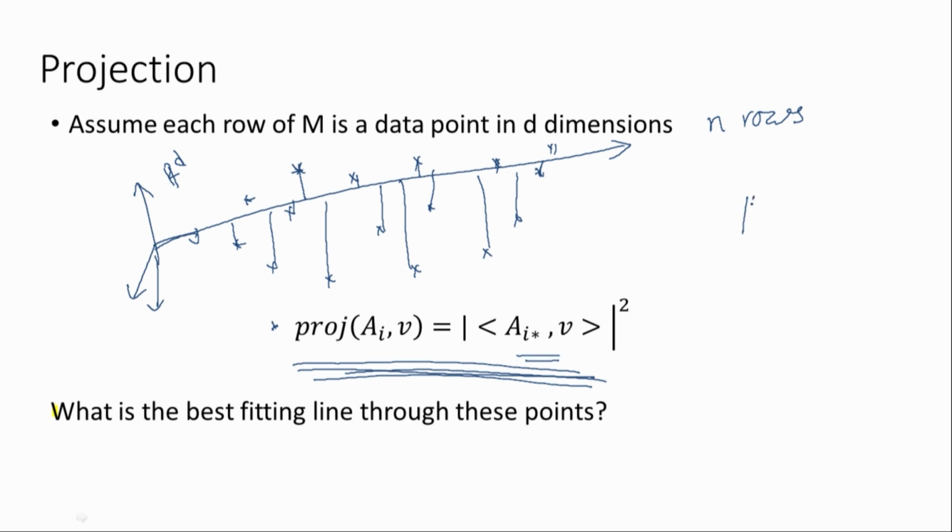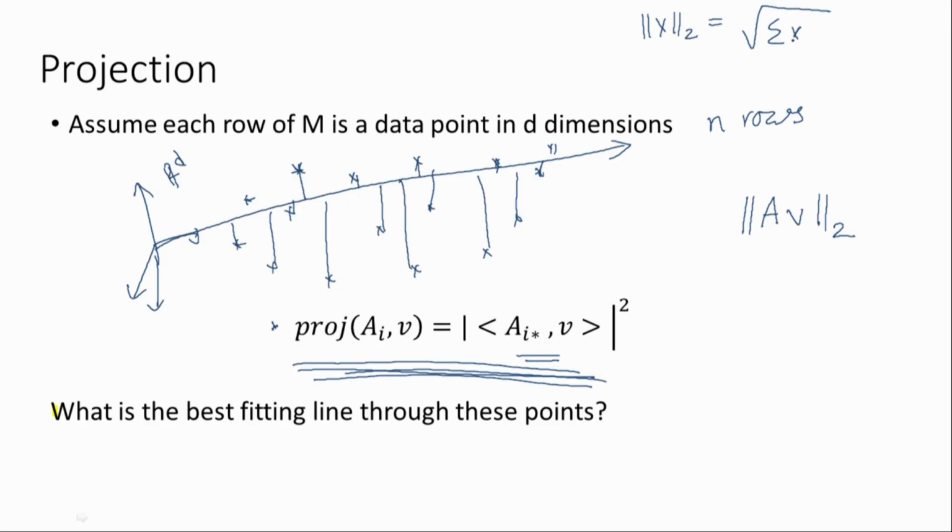One way of writing this quantity is that you take the matrix A and multiply it with a V, and then you take the 2 norm of this vector. Do we know what the 2 norm of a vector is? The 2 norm is just the Euclidean norm. The norm of V doesn't really matter, because I'm interested in the direction of the line, so I might as well divide by the norm of V. I want to maximize this.